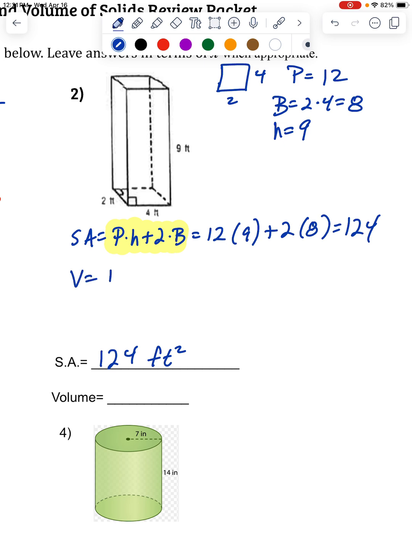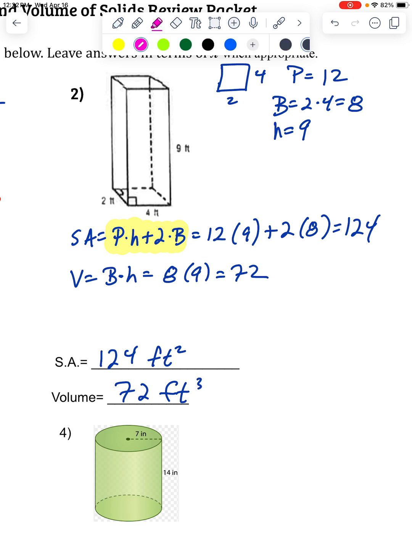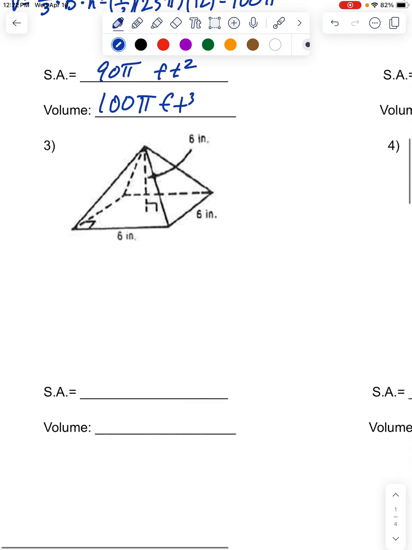Volume: area of the base times the height. The area of the base is 8. The height is 9 to get 72, so 72 feet cubed. You know, the toughest part of these problems is probably this right here that I just highlighted in green there. Okay, and then from there it's just plugging in numbers.